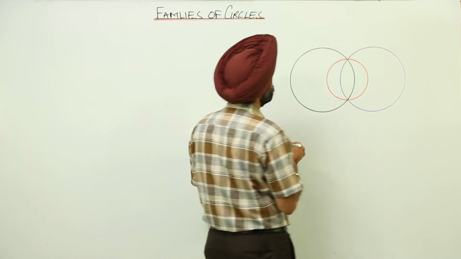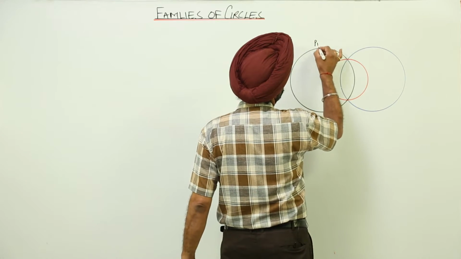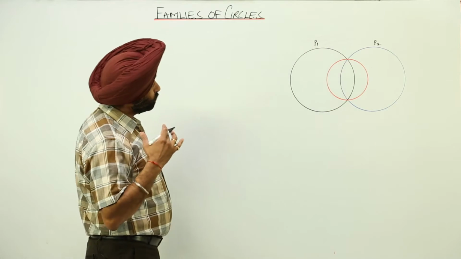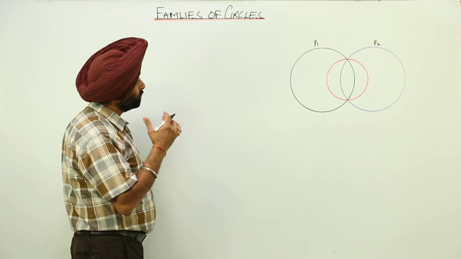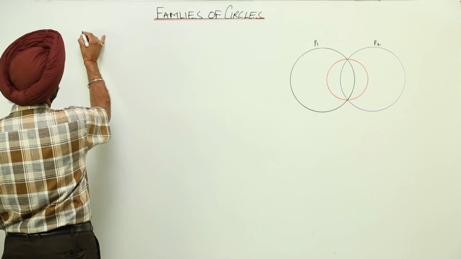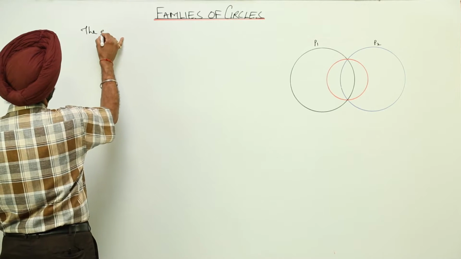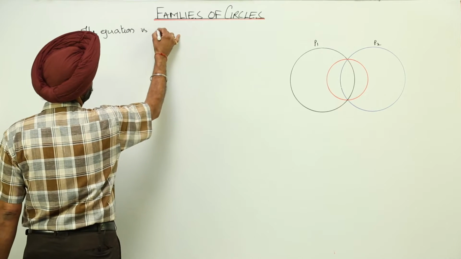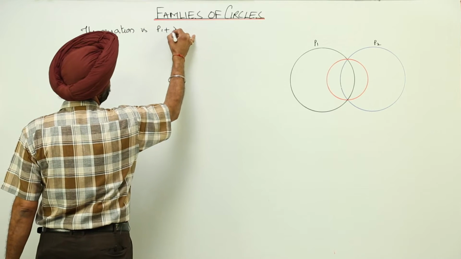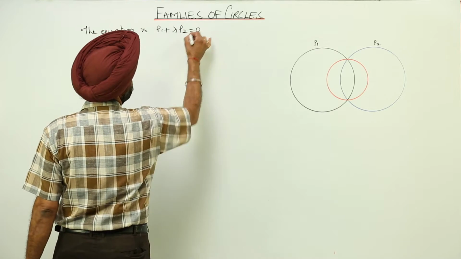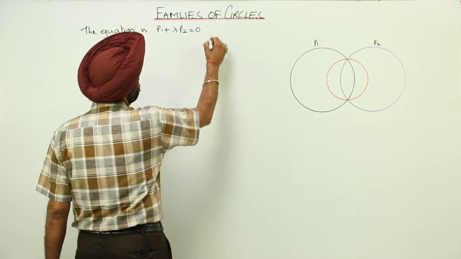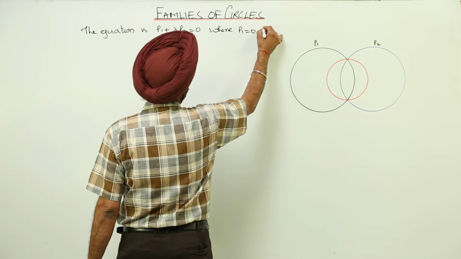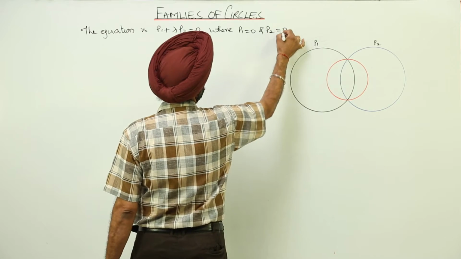Now I have drawn here two circles. Let this be P1 and this be P2. These are the two circles. So what are we going to find? What are we going to prove? Now the main equation we are having is P1 plus lambda P2 is equal to 0, where P1 is equal to 0 and P2 is equal to 0.